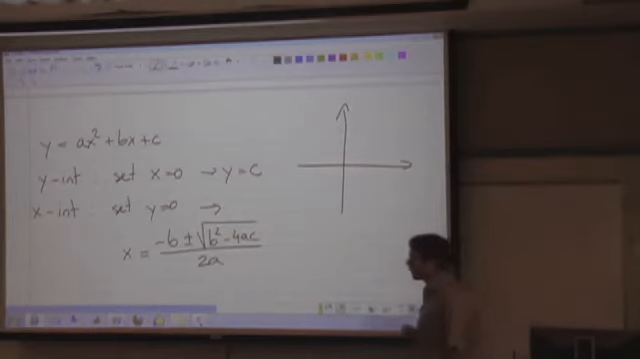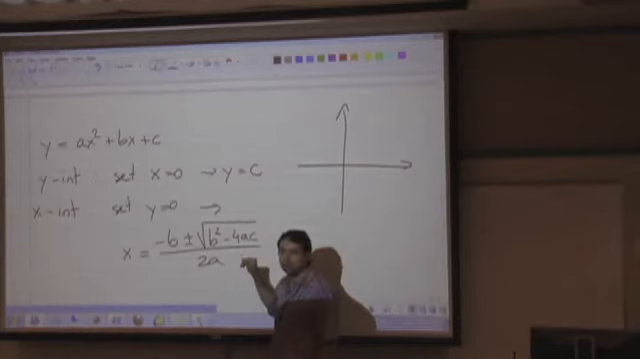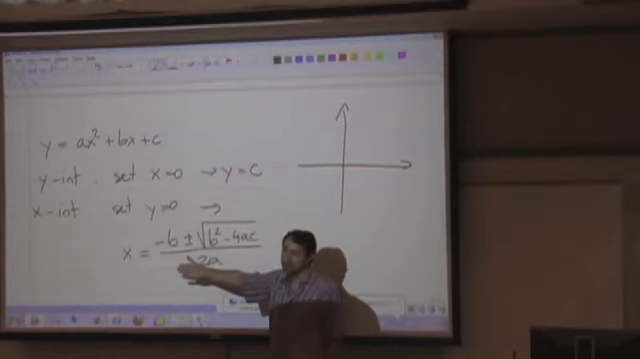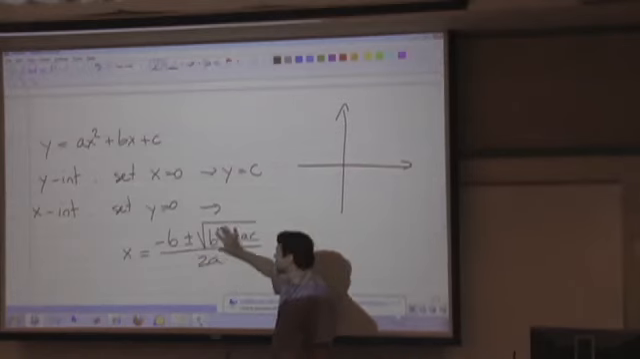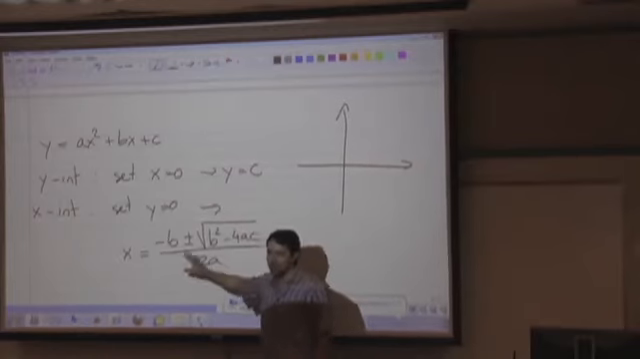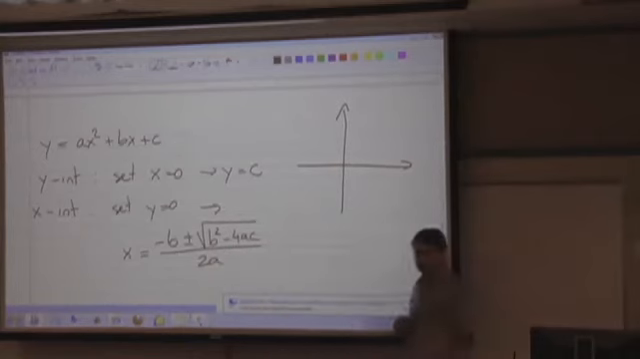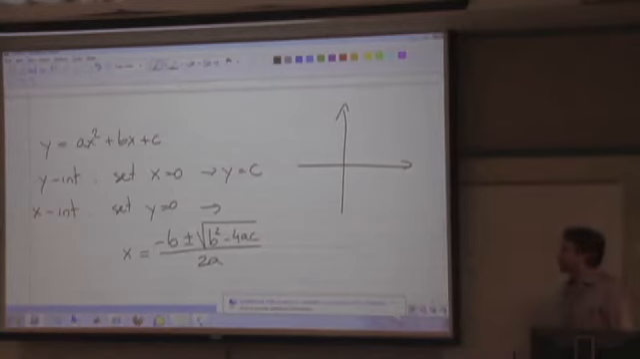There are 3 cases for the discriminant. If this is less than 0, then you're looking at complex numbers. Do you remember complex numbers? Which means if this is complex, then you have no x-intercept. If this is 0, then you get 1 x-intercept. And if this is larger than 0, because of the plus and the minus, you get 2 x-intercepts. As a consequence, I answered my next question: how many x-intercepts can you possibly get for a quadratic equation? 2. Everybody understands why 2?